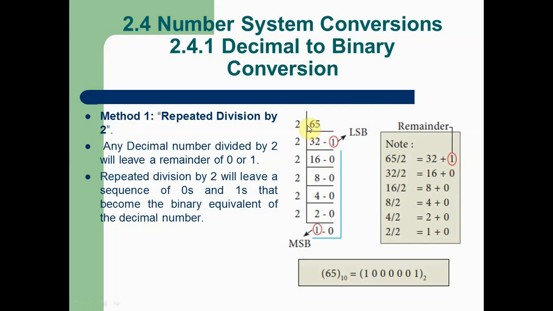First divide the 65 by 2. You will get the quotient. Write the quotient here, write the remainder outside of the quotient, and then again divide the same number by 2. Again we get the quotient, write the quotient here and write the remainder here. Again you want to divide this 16 by 2. You will get the quotient, write the quotient and write the remainder here. In the same method you divide the 8 by 2. You will get the quotient 4, write it here and write the remainder here.